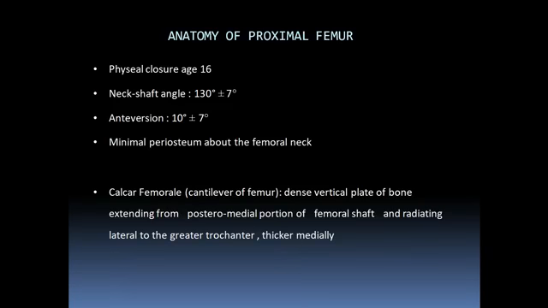At first, let us come to the anatomy of the proximal femur. The physeal closure age is 16. Neck shaft angle is 130 plus or minus 7 degrees, and anteversion is 10 degrees, with minimal periosteum about the femoral neck. This is the main cause of non-union at the fracture site of femoral neck fractures.